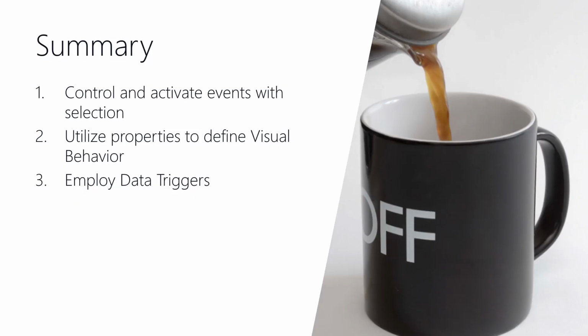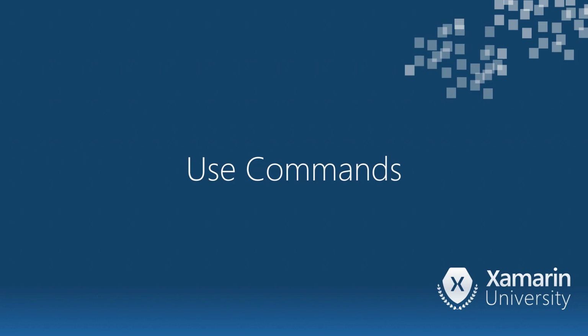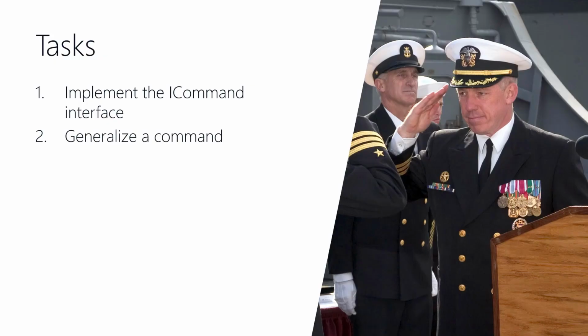So now we've seen how we can control and activate events with selection and use properties and triggers to manage the visual state. Next, let's look at another aspect of behavior, when we have an action to perform as the result of the user interacting with the UI. We have several things to discuss here.